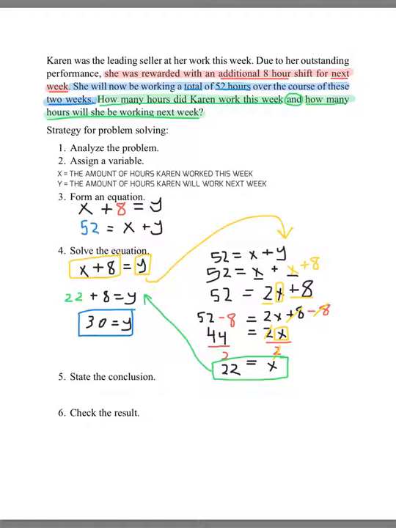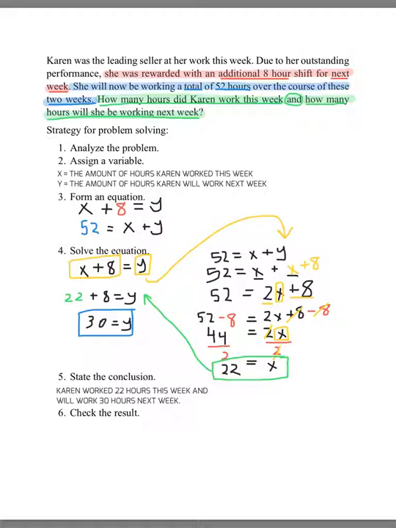So now let us state the conclusion clearly. The question asked, how many hours did Karen work this week? And how many hours will she be working next week? So we're going to go ahead and say our conclusion as the following. Karen worked 22 hours this week and will work 30 hours next week. So again, our conclusion is simply the question reworded in the form of a statement.